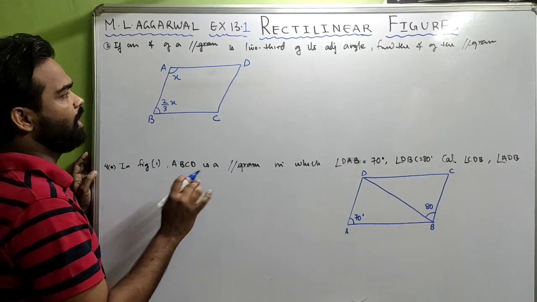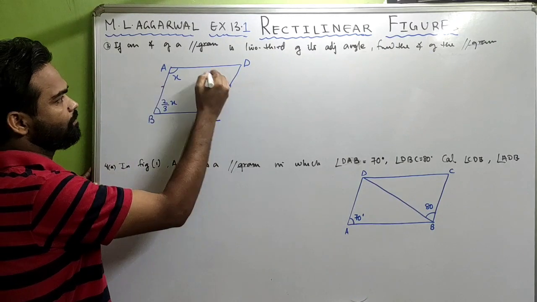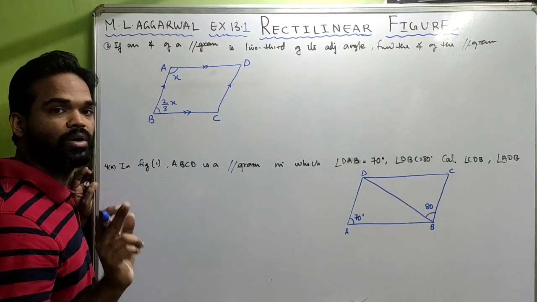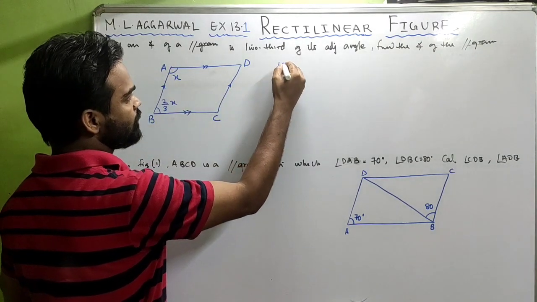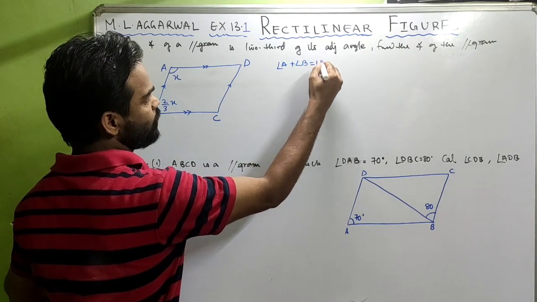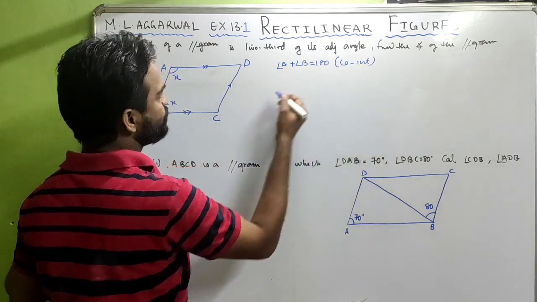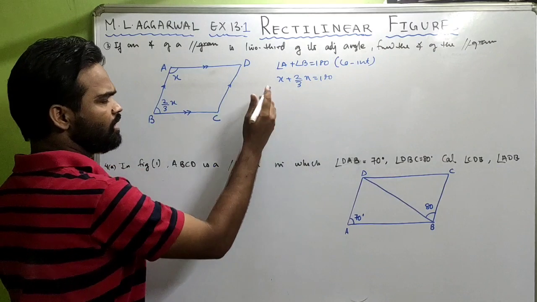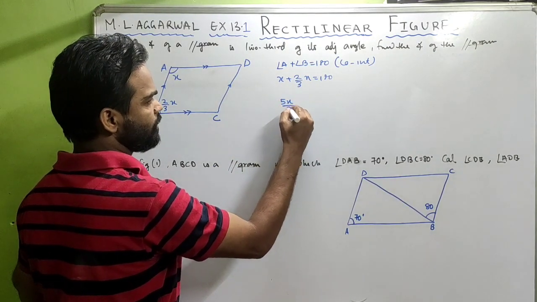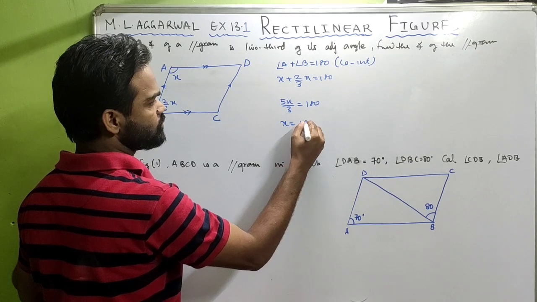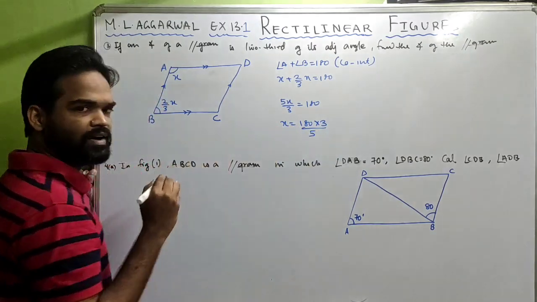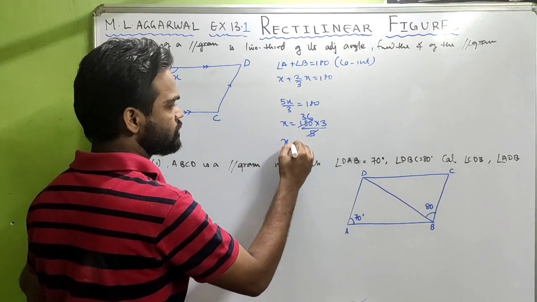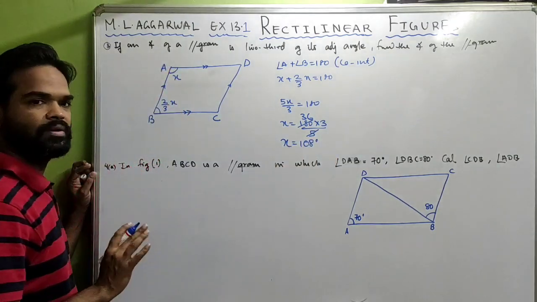Okay, now look carefully. In the parallelogram, adjacent angles add to give 180 because they're co-interior angles, which means can I write angle A plus angle B is equal to 180? That's co-interior, which means x plus 2/3 x is equal to 180. Taking LCM, that becomes 5x by 3 equals 180, which means x is 180 multiplied by 3 by 5. That's 5 times 36, so that's 108 degrees.